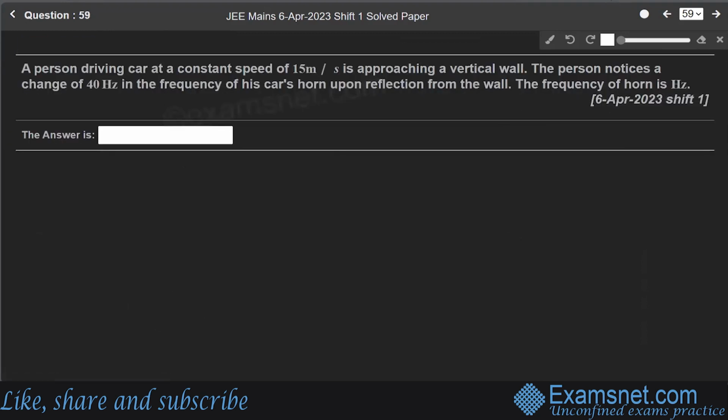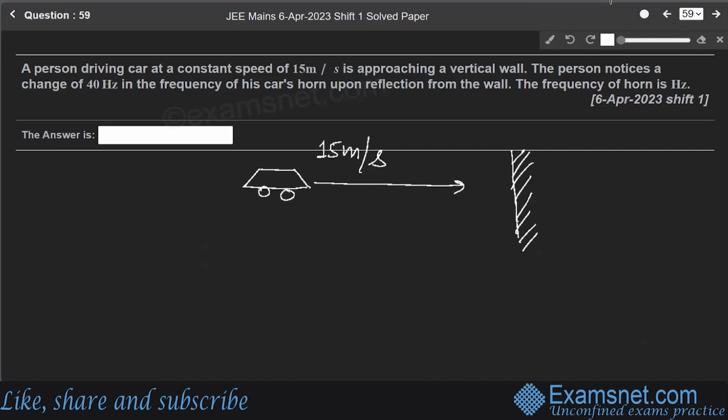Now the next question is question number 59. A person driving a car at a constant speed of 15 meter per second is approaching a vertical wall. Let us say this is our car. The person is moving this car and it is approaching a vertical wall, at a speed of 15 meter per second. The person notices a change of 40 hertz in the frequency of the car horn upon reflection from the wall. We have to find the frequency of the horn. This question is from the Doppler effect.